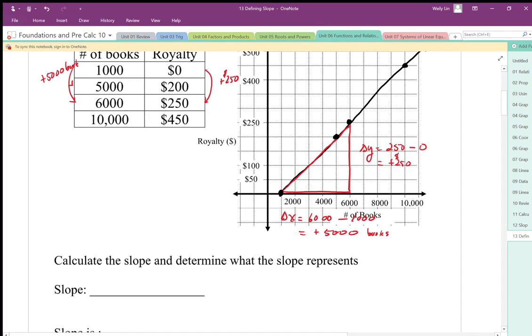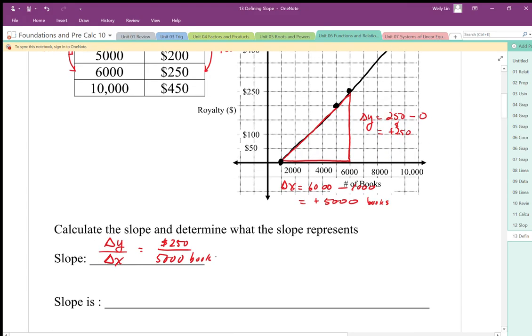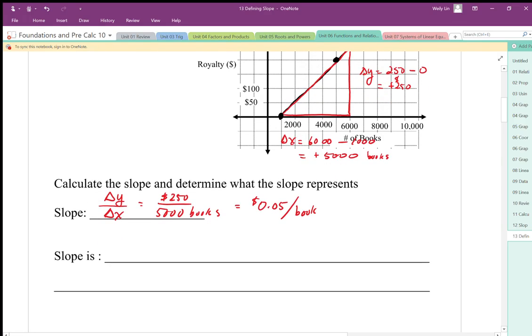When I calculate the slope, I need to calculate the ratio of change, and slope is always the y first over the x. So the change in y over the change in x is going to be $250 for every 5,000 books. We're going to change that to a unit rate, so we divide. 250 divided by 5,000 is going to be $0.05 per book.